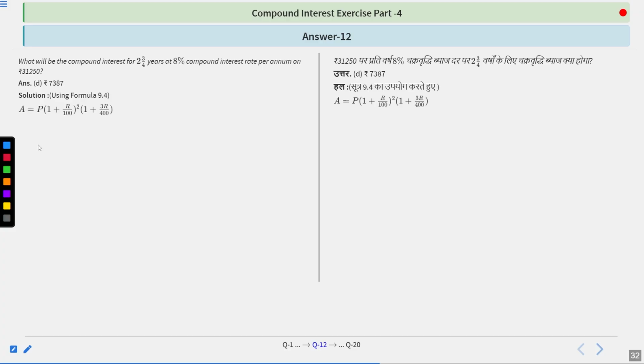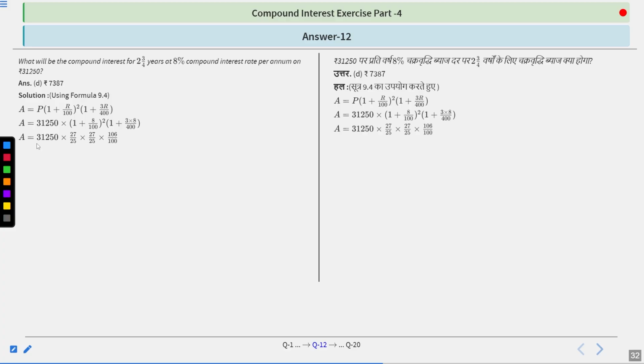So from the formula we get amount is equal to P into (1 plus R upon 100) whole square into (1 plus 3R upon 400), because time period was 2 integer 3 upon 4 years. So putting the values of P and R, we get amount equal to 31,250 into (1 plus 8 upon 100) whole square into (1 plus 3 into 8 upon 400).